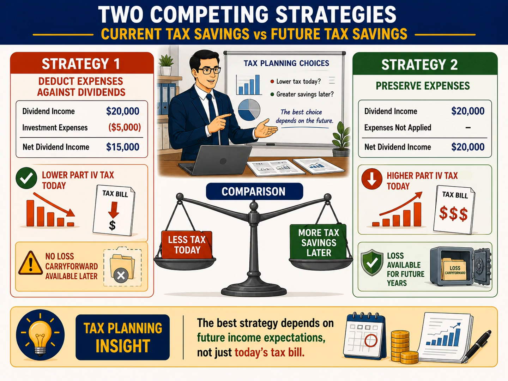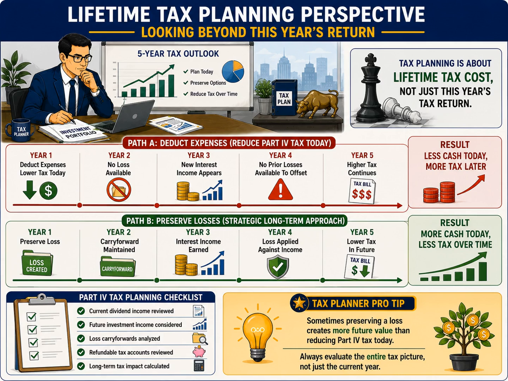As tax preparers, it is easy to focus on reducing tax on the current return. As tax planners, however, we must think beyond the current year and evaluate the corporation's entire tax picture. Sometimes a strategy that produces a larger tax bill today can create a much better long-term result. And that is exactly why dividend expense planning and Part 4 tax planning require a forward-looking perspective rather than a purely current year approach.